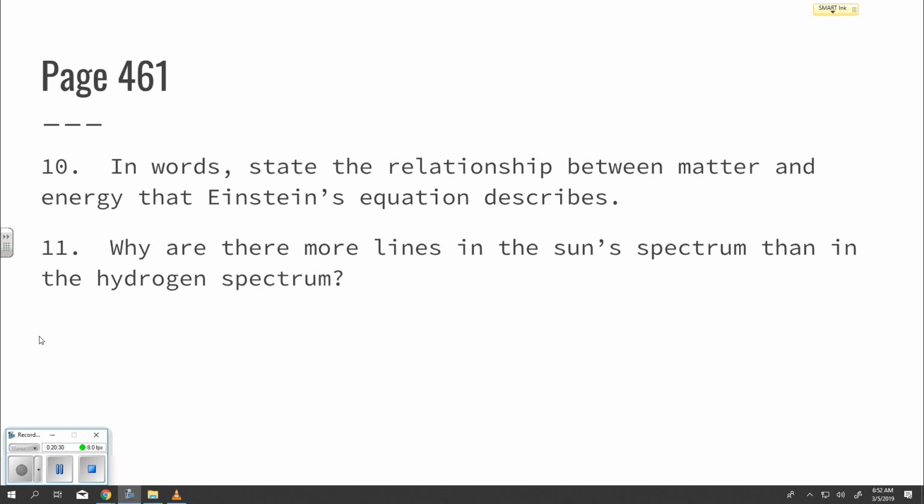Under the diagram, highlight: the first spectrum shows which wavelengths of light are absorbed by hydrogen. Continue highlighting: the second spectrum shows which wavelengths of light are absorbed by the sun. Why are there more lines in the sun spectrum than in the hydrogen spectrum? The answer: the sun has small amounts of almost all elements.